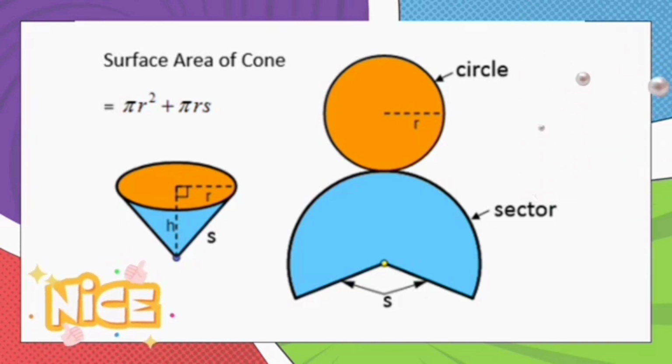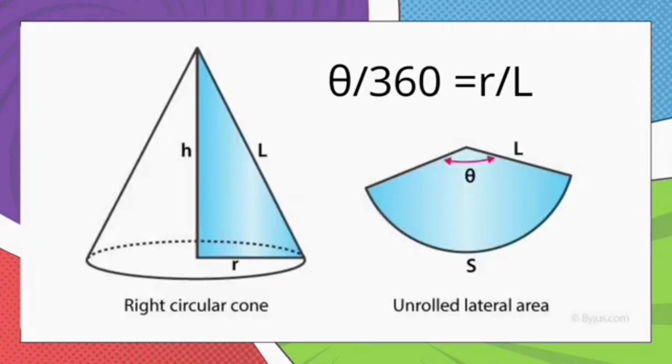From the diagram, we can see that the curved surface area of a cone can be formed from a sector. The formula relating the area of the sector and the curved surface area of the cone is the angle of the sector theta divided by 360 degrees is equal to the base radius of the cone r divided by the slant height of the cone l.